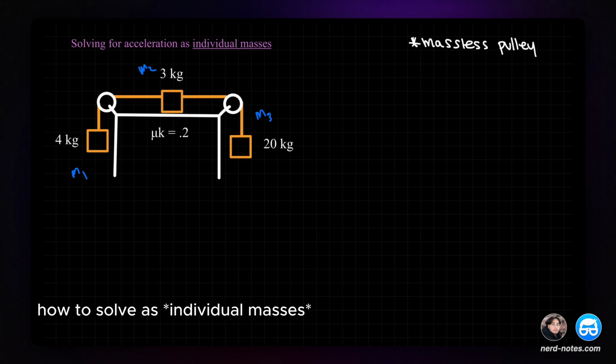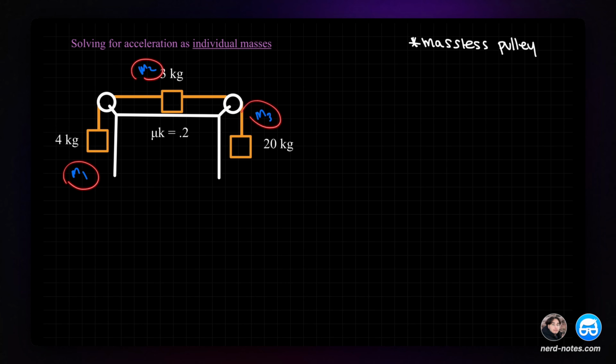And to start, what I've done is I've labeled this as M1, M2, and M3, and as fast as possible, let's go ahead and start by drawing some FBDs. This is sort of the starting step. You need to draw an FBD for each block.